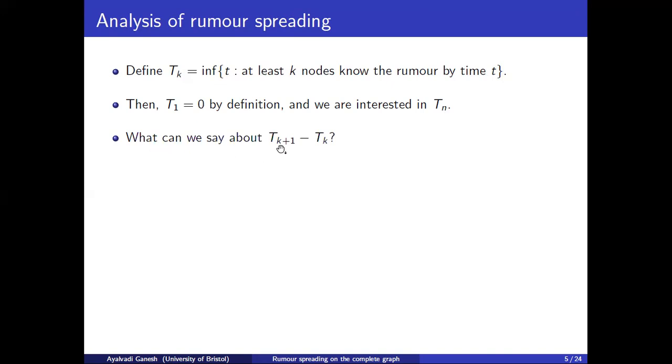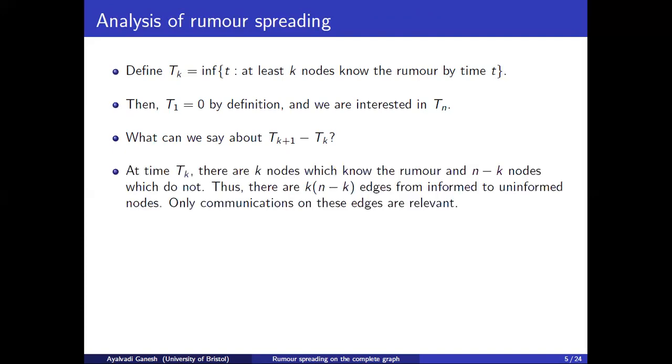Okay, so what can we say about the time between Tk plus 1 and Tk? So how much longer, if we start with k nodes knowing the Rumour, does it take until one more node learns the Rumour? This is what we are going to look at. And this is where our assumption about building the whole description on Poisson processes comes in. We are going to very strongly use the memoryless property of the Poisson process.